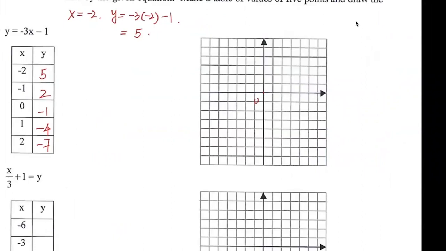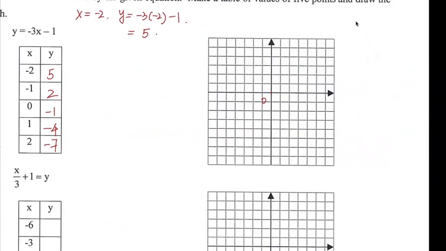This is the origin. Minus 2, oh, sorry, minus 2, positive 5. So minus 2, 1, 2, 3, 4, 5. This is the first point. Minus 1, 2. 0, minus 1. Here, right? 1, minus 4. 1, 2, 3, 4, minus 4. And 2, minus 7. 2, 1, 2, 3, 4, 5, 6, 7. Here.